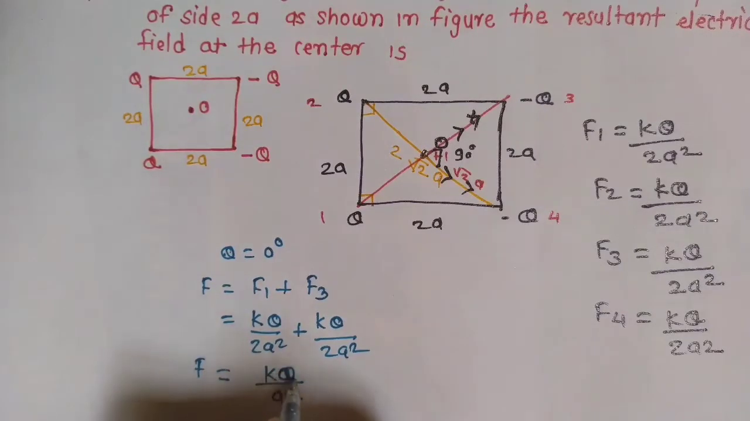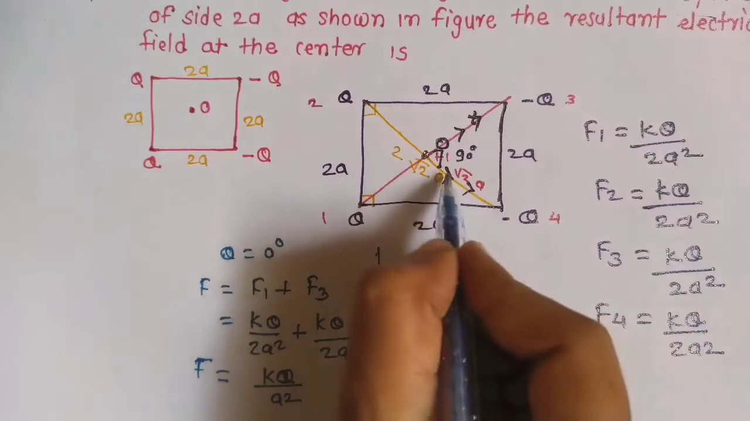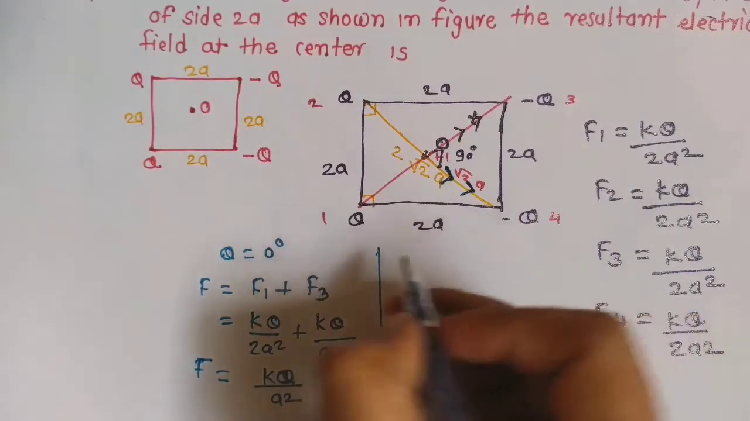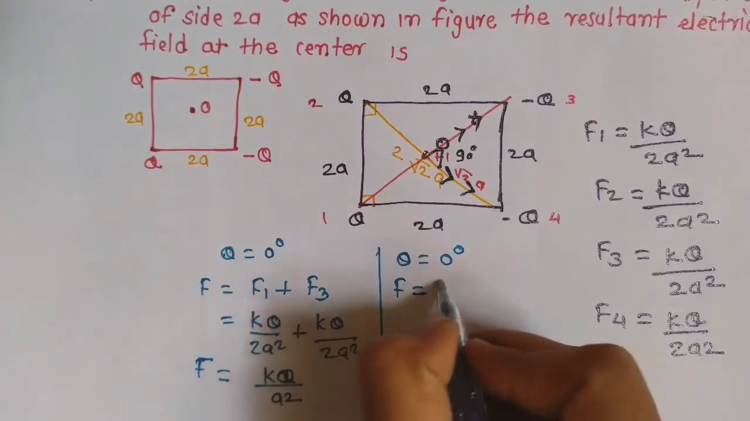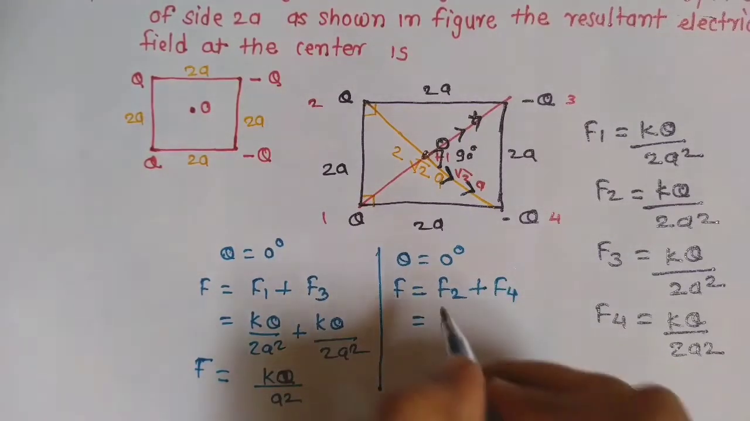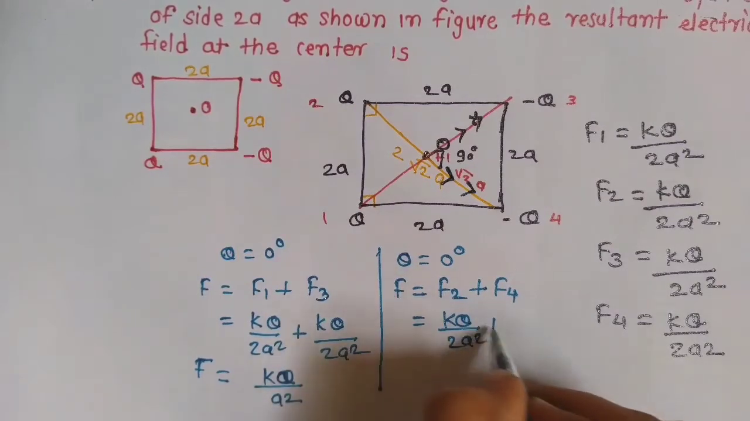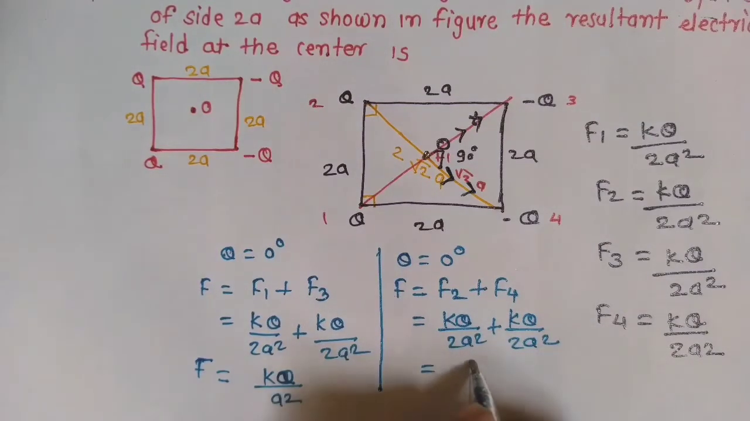This is the F. OK, similarly जो 2 and 4 है, इन दोनों के बीच जो एरो है वो इस डायरेक्शन में है, तो इन दोनों के बीच थीटा है वो 0 डिग्री है. So F is equal to F2 plus F4, that is equal to KQ upon twice A square plus KQ upon twice A square, that is equal to KQ upon A square. This is F.